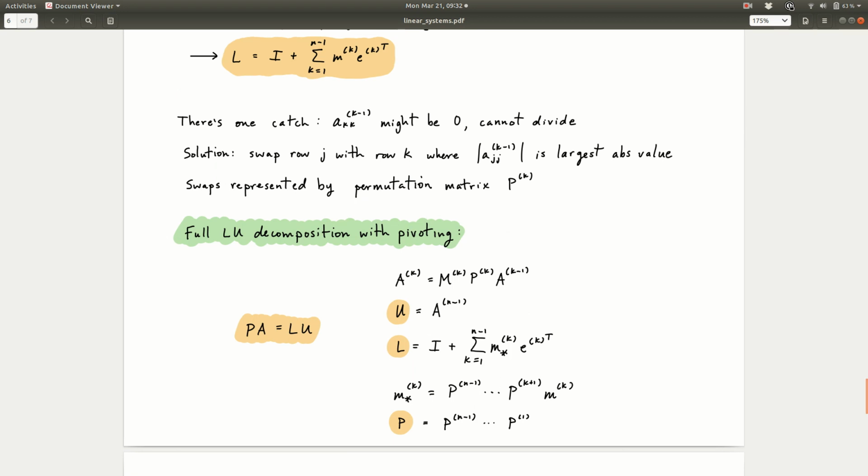And then you just continue with the algorithm. Now these swaps are represented by what's called a permutation matrix. So a permutation matrix, if you multiply it by another matrix, basically what it does, it'll swap the rows or the columns.